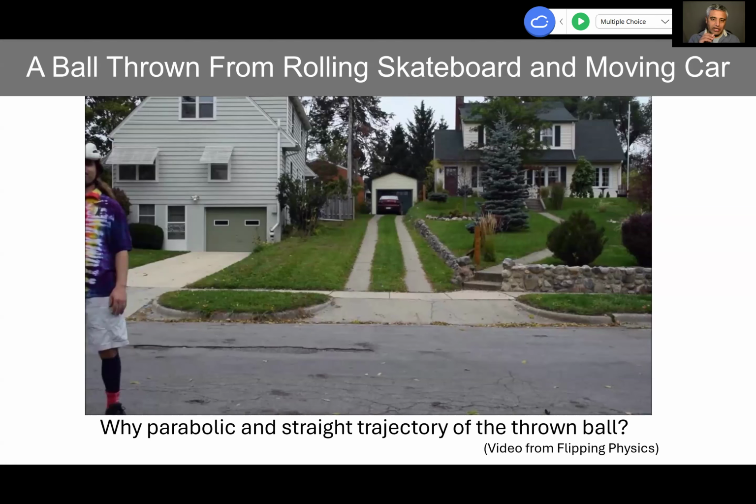But here I have brought a clip of the video. In this case, a person steps on a skateboard moving with constant motion, and there is a ball on the hand. So this person is throwing this ball straight up, like a free fall situation.